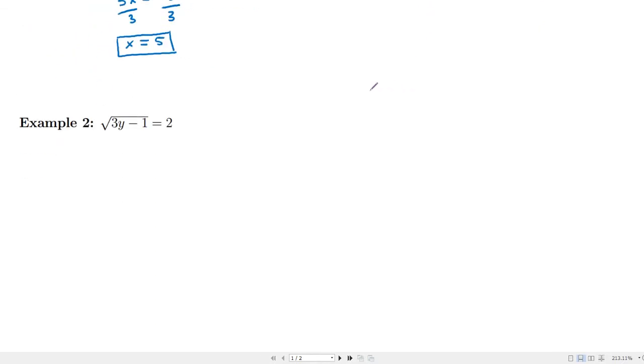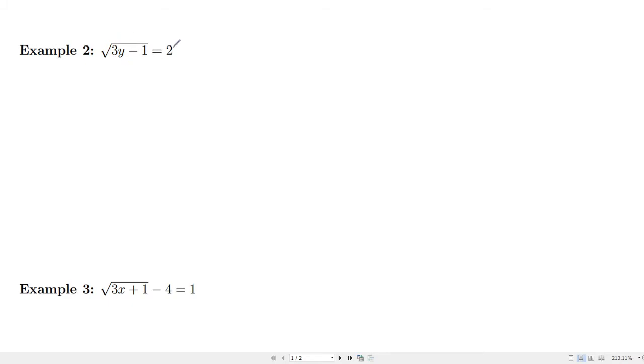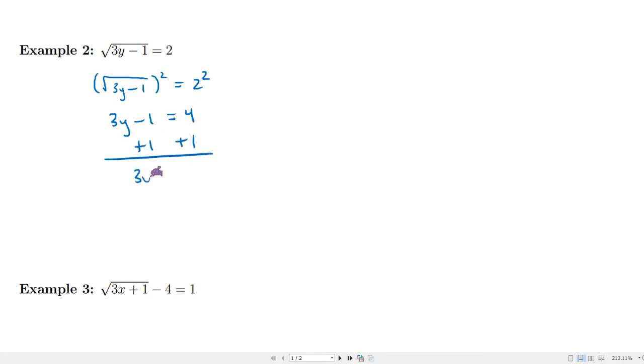Moving on to our next example, we have the root of 3y minus 1 equals 2. Now we already have the root isolated on one side of the equation, so we can square both sides. So we will have the square root of 3y minus 1, squared, equals 2 squared. So the square root squared will just give us what's under the root is equal to 4. Then we will add 1 to both sides, because now this is an ordinary equation. We have 3y equals 5, and then divide by 3. And y is equal to 5 divided by 3, so 5 over 3.